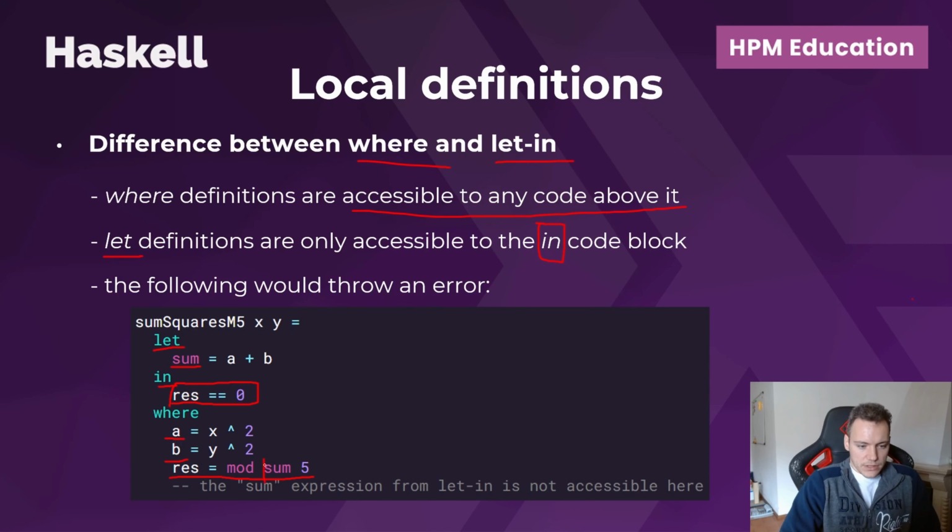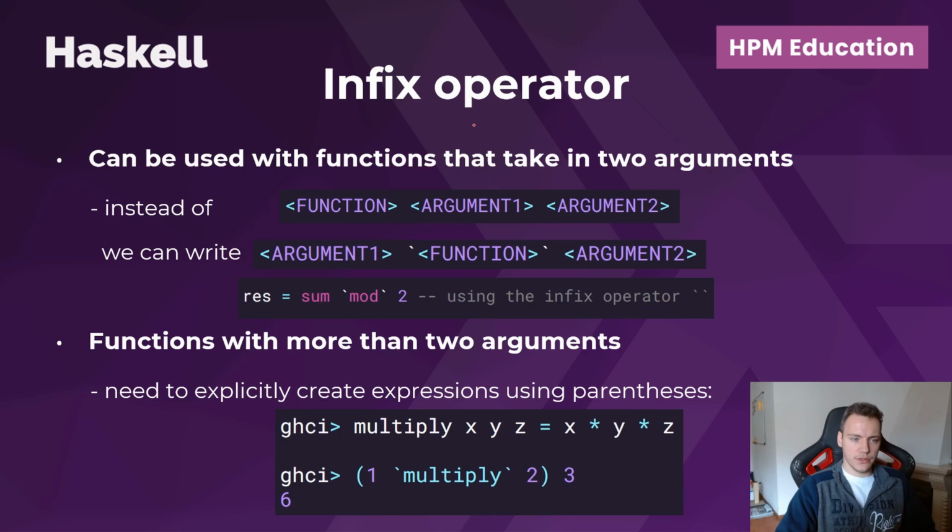So this doesn't work because sum here in this expression is not available. Sum is defined in the let-in clause here and is only available right here, which is not used. So it's not available here, it's not accessible, and this will throw an error. But just on another note, the res, if it was defined properly here without an erroneous call to sum, would still be available to use here as it is, because res is in a where clause, so anything above the where clause we can use it.